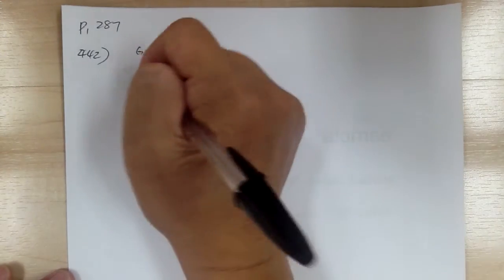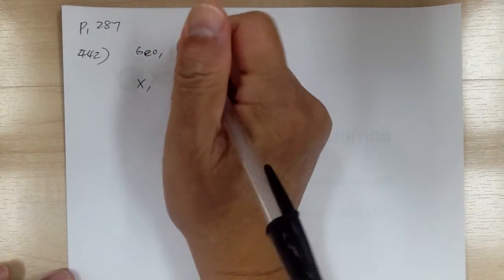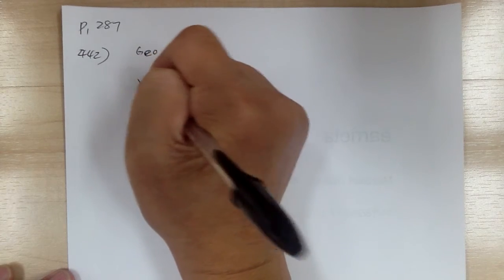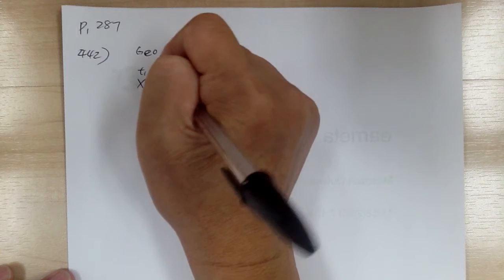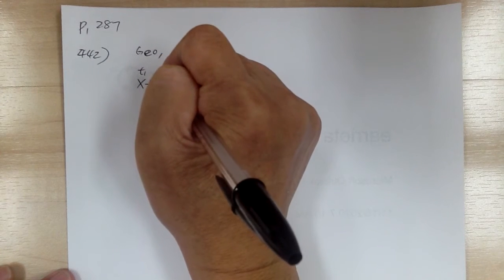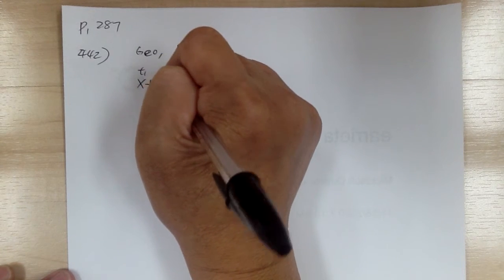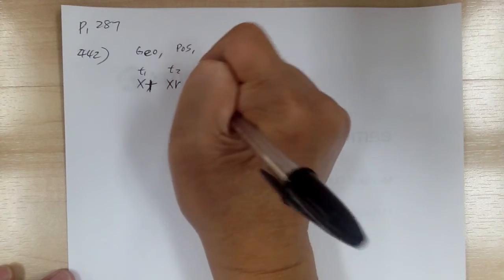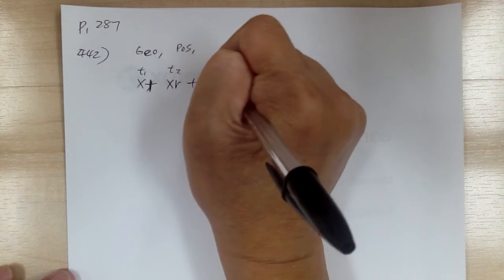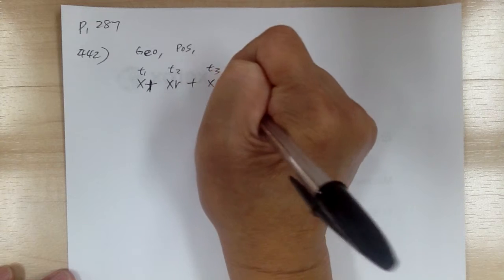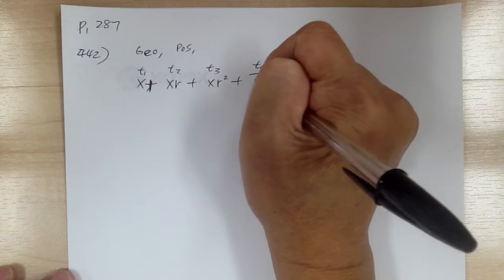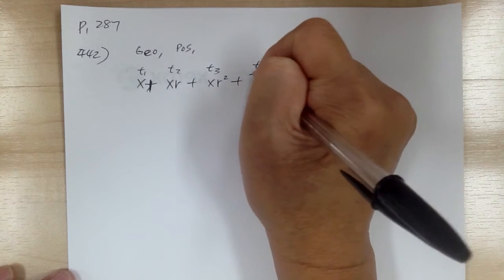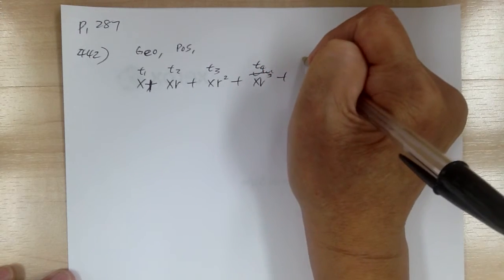First let's write the series. The first term, let's call it x. For the second term, in a geometric sequence you have to multiply, right? So that's your t1, and t2 would be x times r. And then t3, you multiply by r again, would be xr squared, and t4 would be xr to the 3, and so forth.